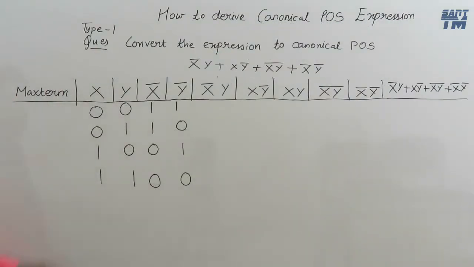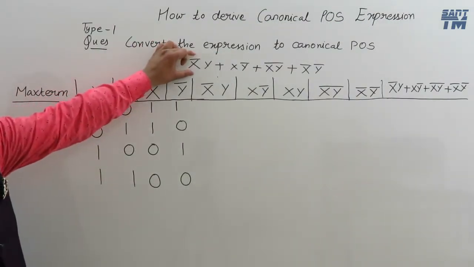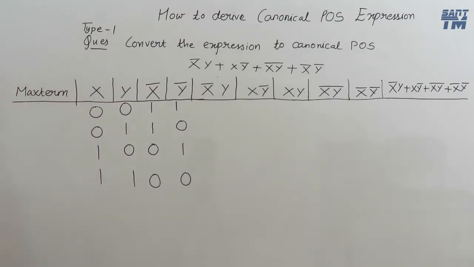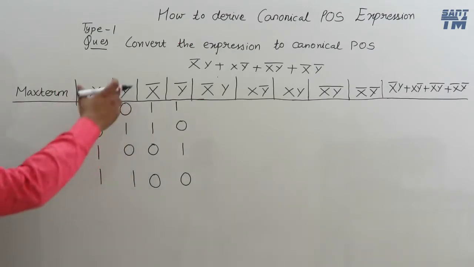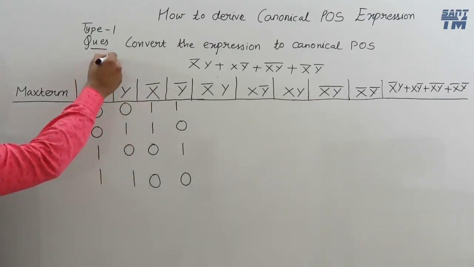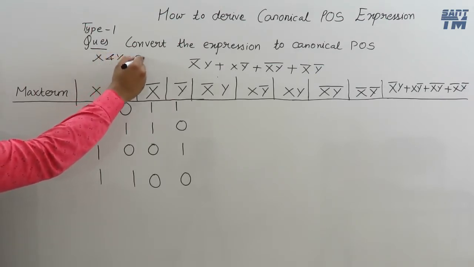Now the question is to convert this expression into canonical POS. This is the first type of question. So we first draw the raw truth table. X, Y we have drawn. There is no Z. There are only 2 inputs, X and Y. So there will be 2 raised to the power 2.